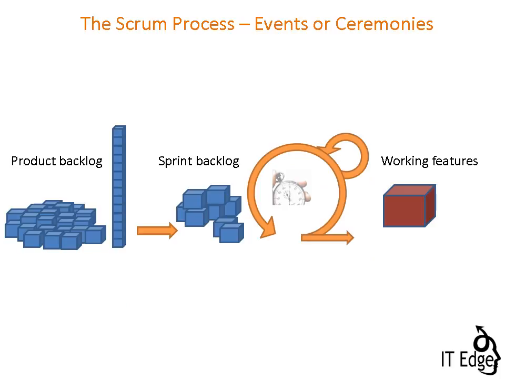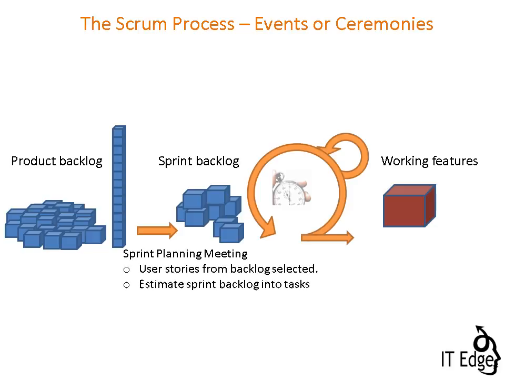Scrum has four defined events or ceremonies wherein the Scrum team inspects and adapts. Sprint planning meeting. In this event, the user stories are picked up to be developed. They are then refined into tasks to be built, tested, and delivered. This is done at the start of the sprint.